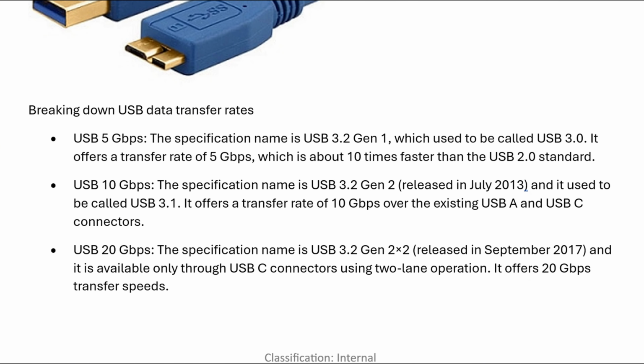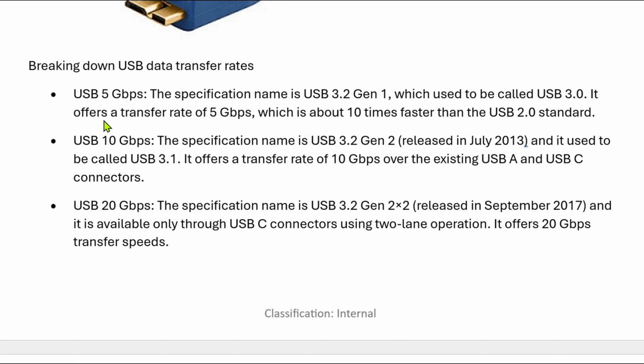So let us break down the USB data speed rate. USB 5 Gbps, the specification name is USB 3.2 Gen 1. As we have seen, most people say USB 3.1, USB 3, USB 3.2, Gen 1, Gen 2, Gen 3. So I'm categorically breaking out the data speed rate of the USB as an add-on. It used to be called USB 3.0. It offered a transfer rate of 5 Gbps, which is about 10 times faster than USB 2.0.